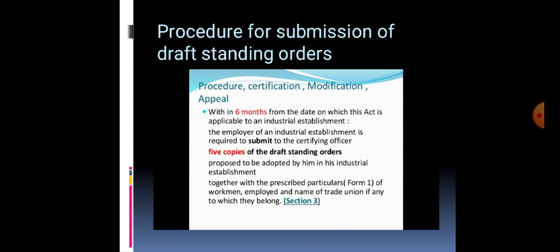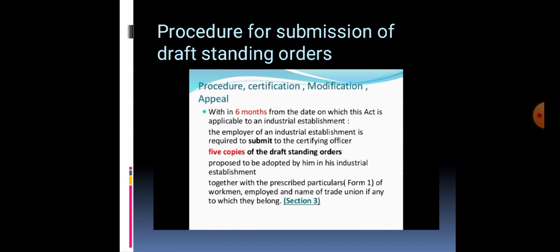Then it should include every matter which is related to the establishment, and there should be a provision for each matter related to the establishment. Then this includes specific information about the workmen employed, and also the name of the trade union to which they belong. Then a group of employers in an industry may also submit a joint draft.